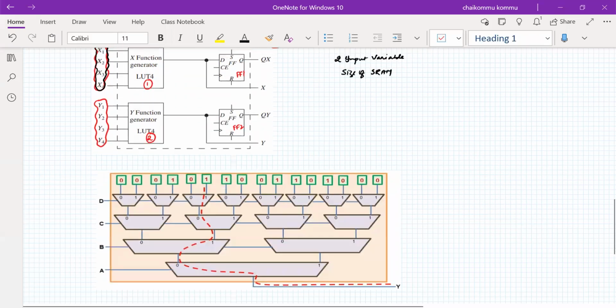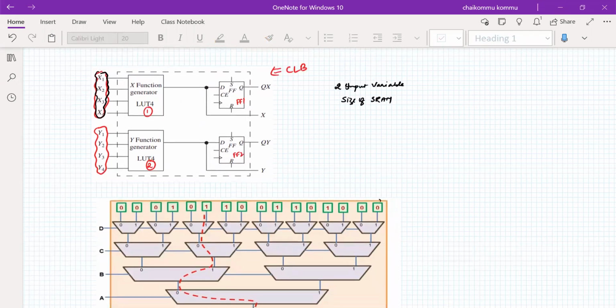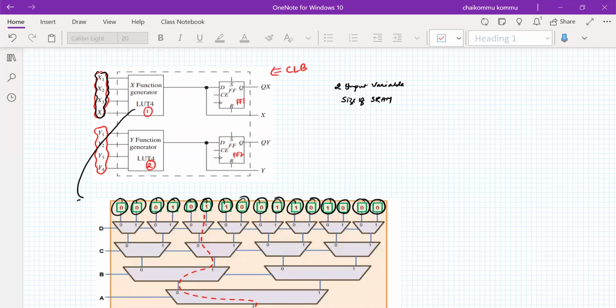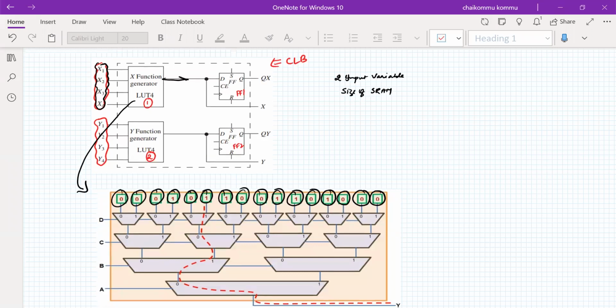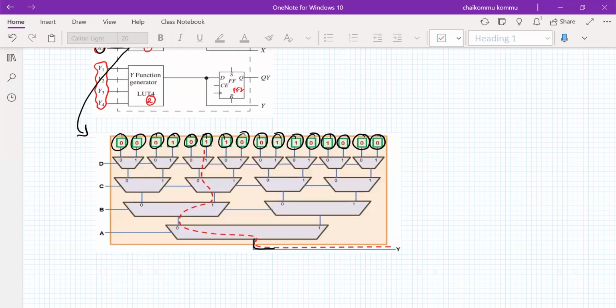Here you observe how many RAM cells are there. This is the first RAM cell, second, third, fourth, fifth, sixth, seventh, 8, 9, 10, 11, 12, 13, 14, 15, 16. 16 cells are required for each and every lookup table. The 4 input lookup table is something like this. It will produce only one output. It takes 4 input signals and produces only one output signal. That depends upon the mux logic observed here. Therefore, it is the mux logic that selects only one output out of the possibilities.